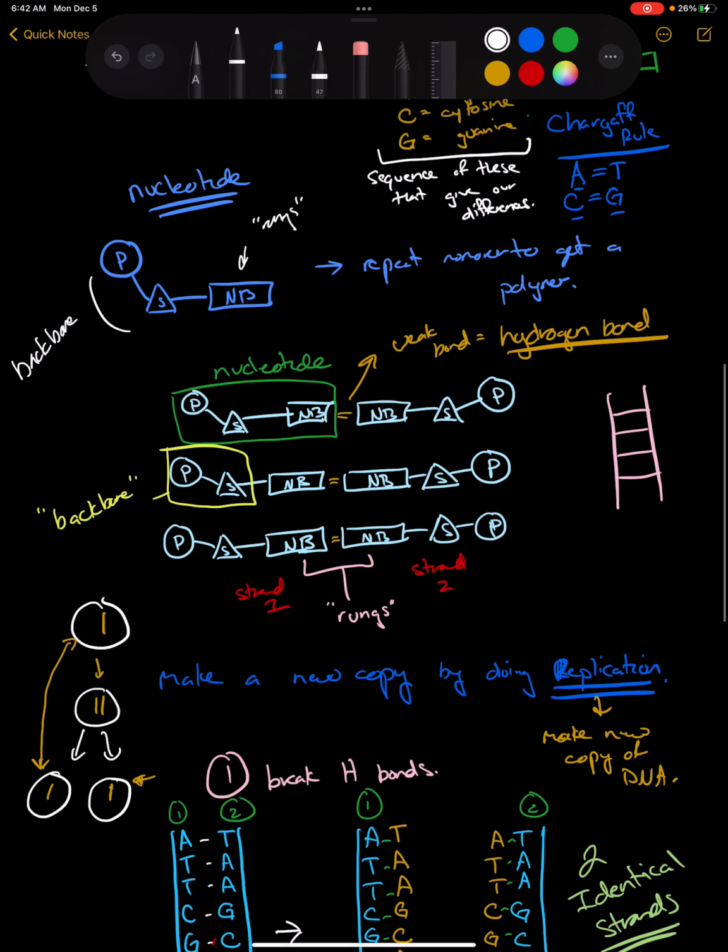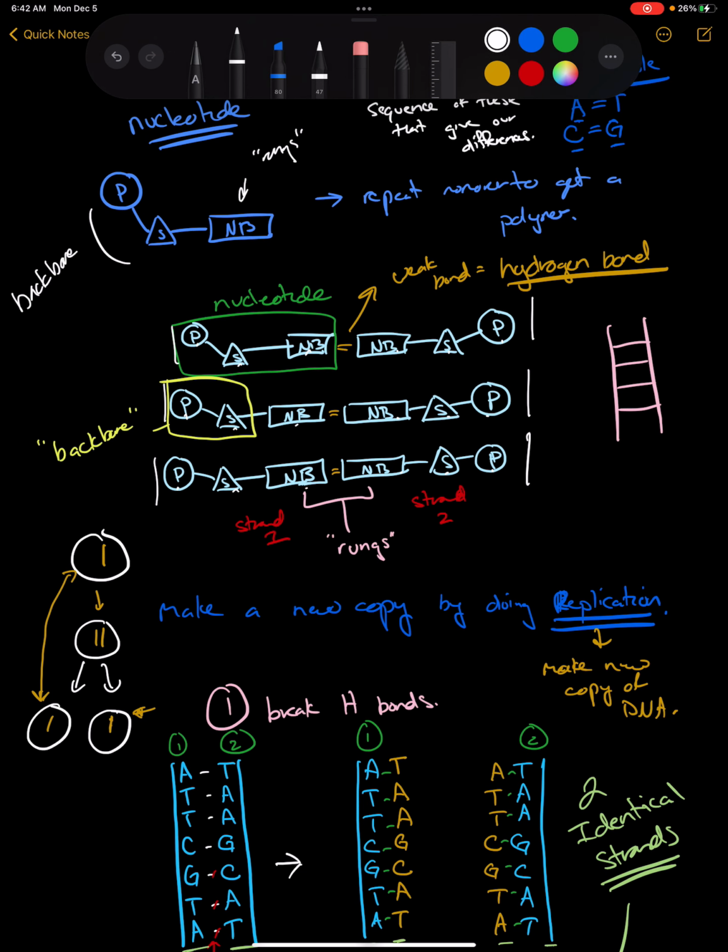And so I just have to repeat those over and over again. So this is a nucleotide, this is a nucleotide, this is a nucleotide, because it's just repeating a phosphate, a sugar, a nitrogen base. Phosphate, sugar, nitrogen base. Same on this side. And then those 2 strands make up the double helix. So here's strand 1, here's strand 2.